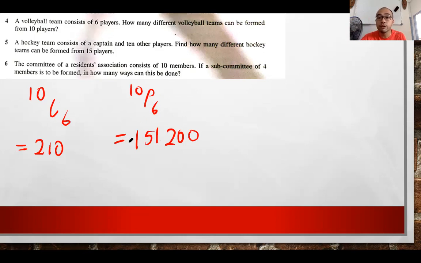So that's why in general, every time, if you have the same N and the same R, the 10P6 will be a much bigger number than the 10C6. That's a general rule that we need to remember. So don't be surprised if your answer for C is small, but your answer for P is very big, because for P, as I said, the arrangements matter. Very, very important.